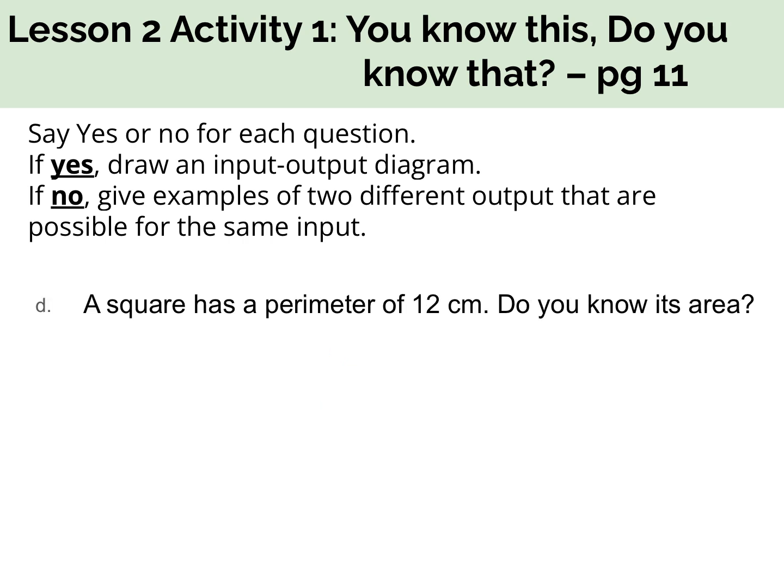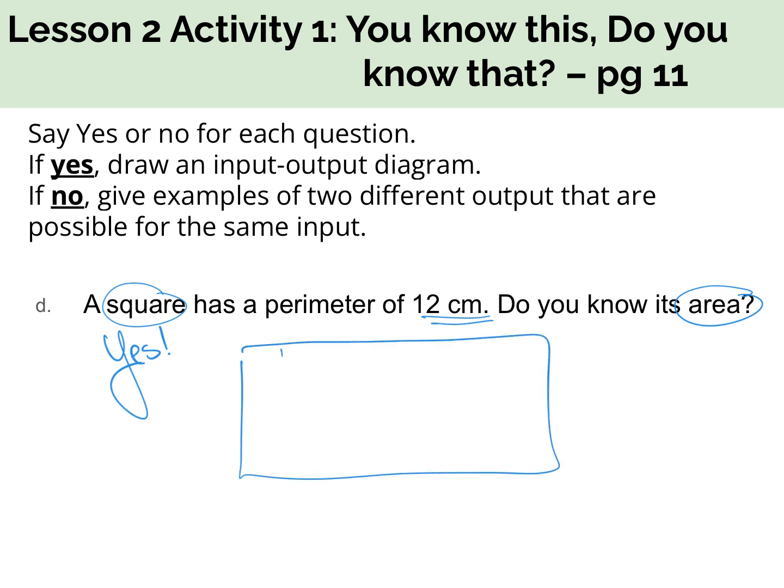All right, let's look at letter D. So we have a square. It's a square that has a perimeter of 12. And can we figure out the area? And the answer on this one is yes, we can, right? How do we go ahead and do that? Right? So we're going to find the side length.